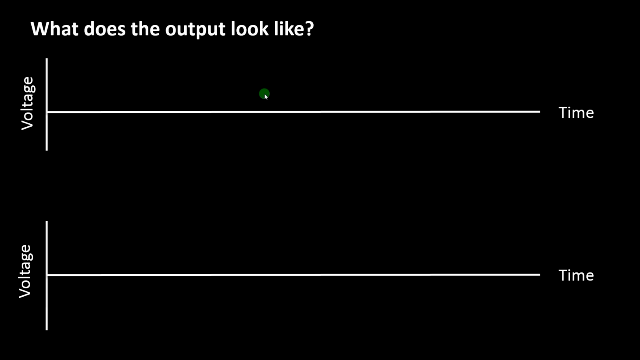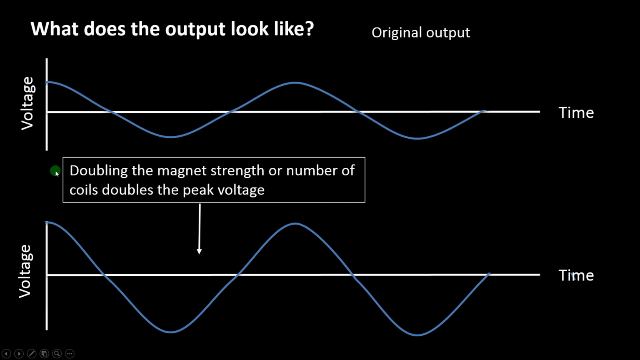It's also worth being able to talk about that graphically. So what does the output look like if we make those changes? If we have our original output from our generator, we're just spinning it at some rate, and it's got a magnet in there, and it's got a particular number of coils. What would it look like? The first one we're going to do is if we double the number of coils, or double the strength of the magnet. Well, all that happens is the time it takes to do one rotation stays exactly the same, and the height of this oscillation doubles. So in other words, the amplitude of this increases. So if we were peaked at, say, 5 volts on the top graph, we'd be peaked at 10 volts on the bottom graph if we double the magnet strength or double the number of coils.